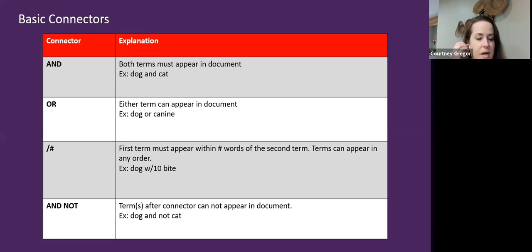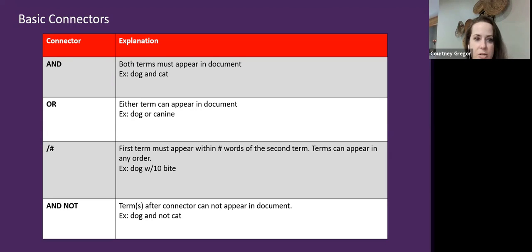So just starting at the top, we've got the AND connector. And that is if you want the 2 terms that you're looking for to appear in the same document somewhere. So in this case, we have to find documents that talk about a dog and also a cat, but it could be dog in the first sentence, cat in the last. It just means they're going to appear in that document somewhere together.